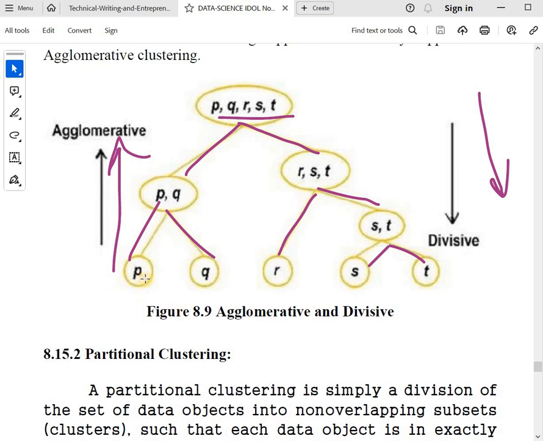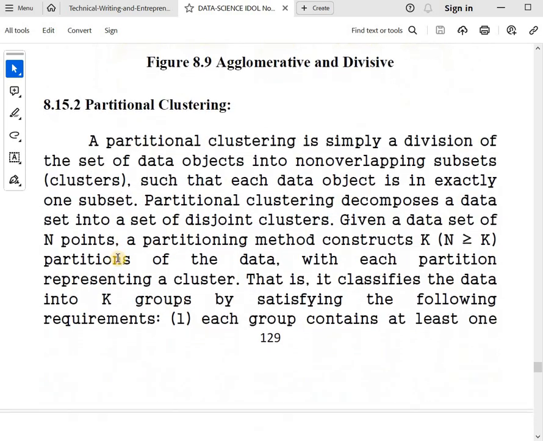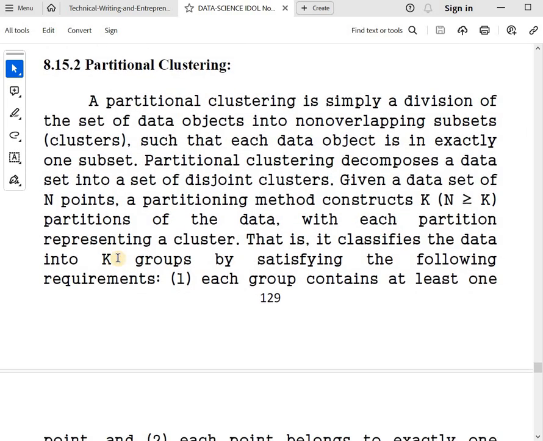With agglomerative clustering, you start with every point in its own cluster and try and combine based on the similarity between the points. Divisive, you follow the exactly opposite approach. You start with all the points in one single cluster, and then you go on dividing based on the differentiation characteristics in it. Now we go ahead with the next concept, that is called partitional clustering.